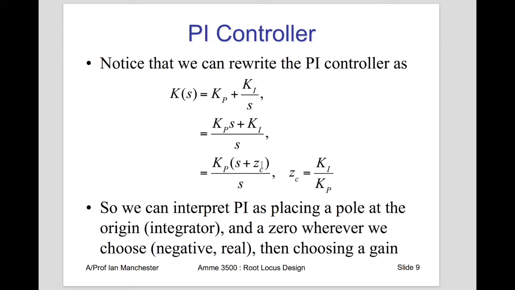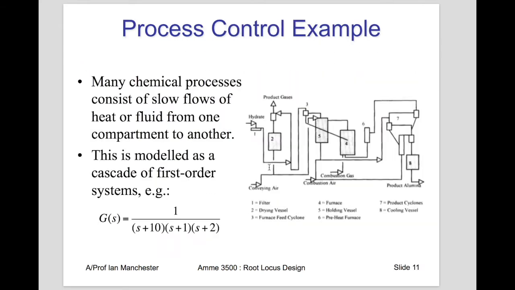What about the 0? What's that there for? Well, let's look at that by way of an example. This is an example which you might come across considering, say, thermal transfer or fluid flow between some reservoirs. So lots of these processes, we've got slow flows from one compartment to another, and this can often be modeled as a cascade of first order systems. So here we've got a system 1 over S plus 10, S plus 1, S plus 2.